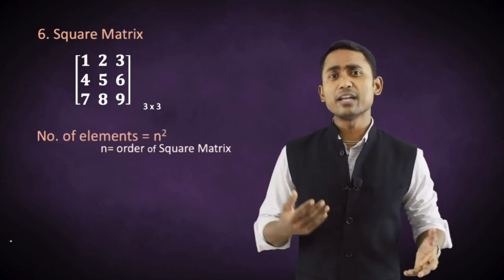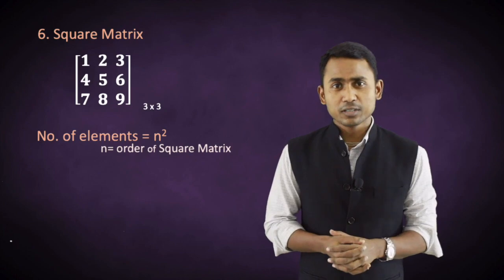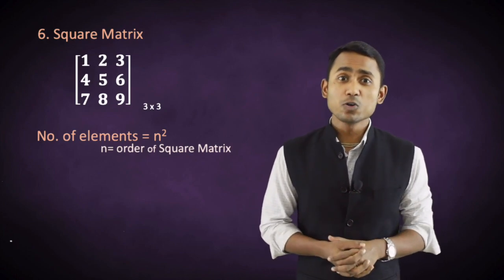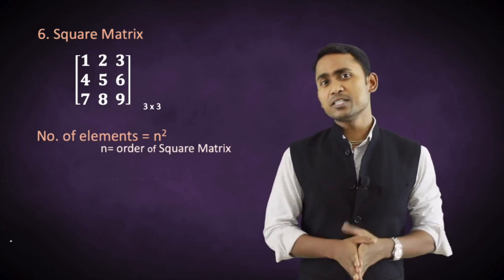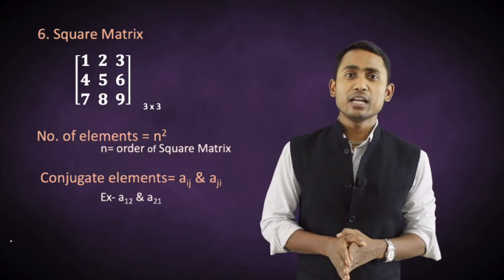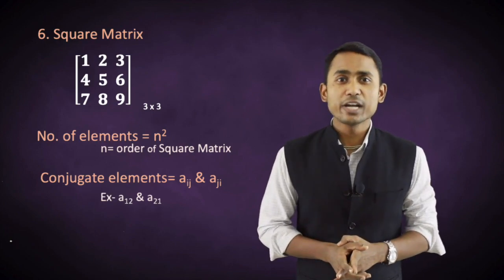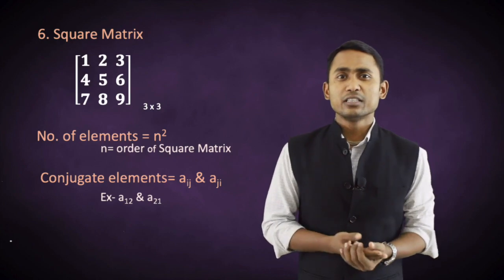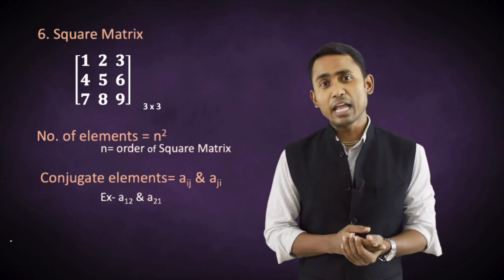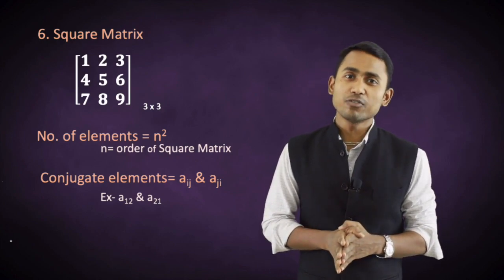Some of the properties of square matrix: the number of elements in a square matrix is equal to n square, where n is the order of the square matrix. It has an equal number of rows and columns. The elements aij and aji are called conjugate of each other. As you can see, a12 and a21 here are conjugate of each other.